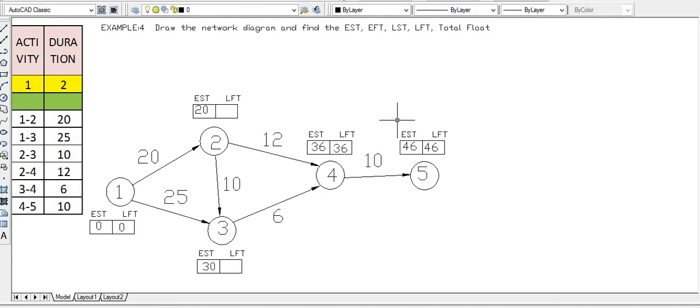LFT is to be calculated for each node in the backward direction. After that we will calculate for the third node. Again, this node 3 has two head ends, but it has only one tail end. That means there is only one way to calculate the LFT. The previous LFT is 36. The 36 LFT minus the 6 duration will be the LFT for the next node. So 36 minus 6 is 30, and we will copy this as 30.